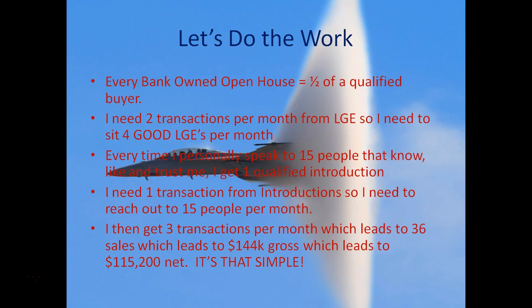But all right, so I'm going to gross 144. You're telling me, Bob, that I can do 4 open houses a month and talk to 15 people. Just go have coffee and lunch and grab an iced tea with some friends, and I'll be able to do $144,000 in business, which is going to net me 115.2.